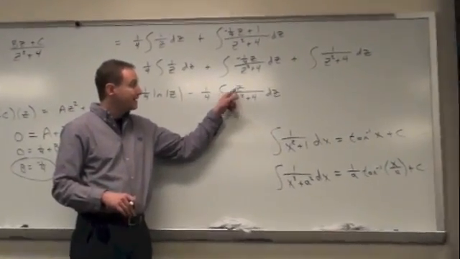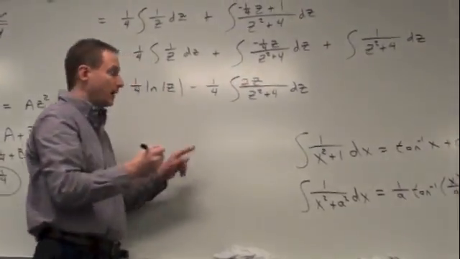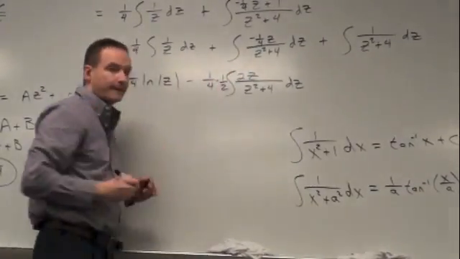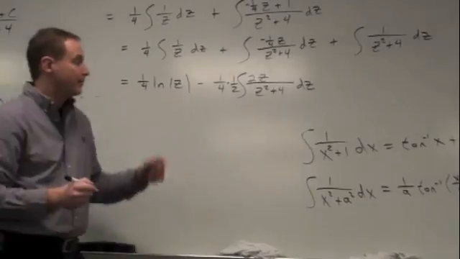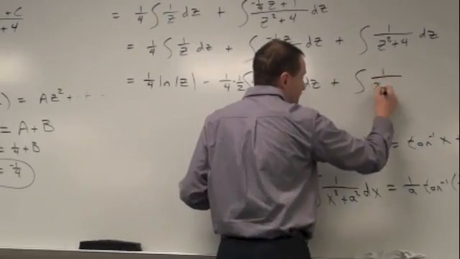So I'll say I need a 2z up there. So I'll multiply by 2 and multiply the outside by 1/2. Now I'm ready to integrate the last term as well. I'll keep it as it is for now.